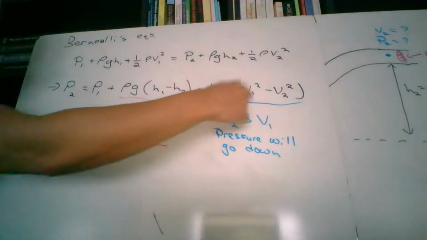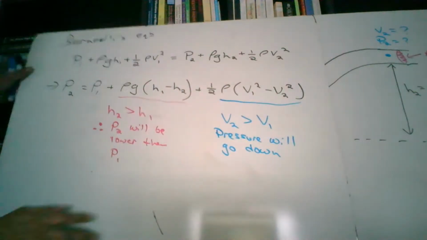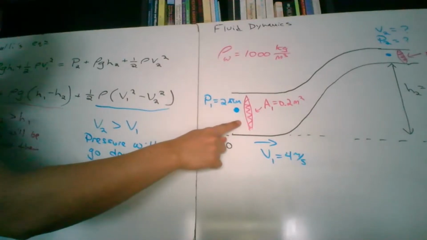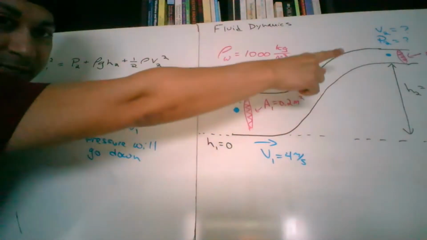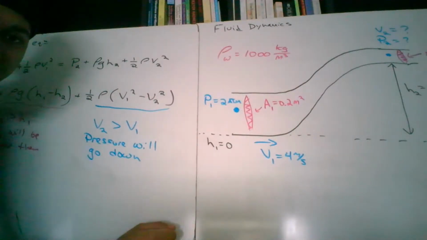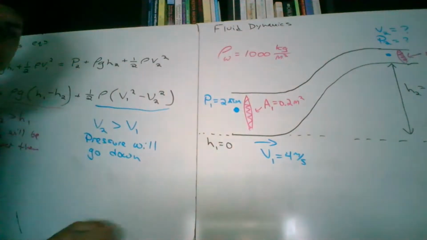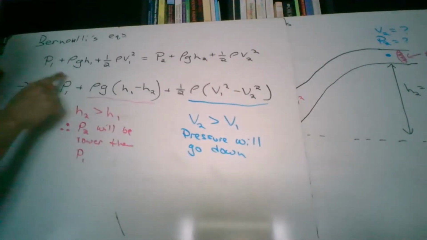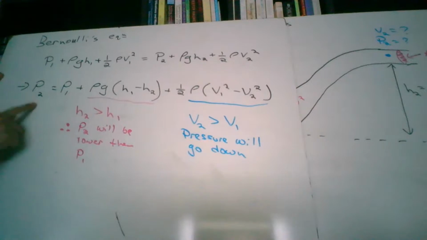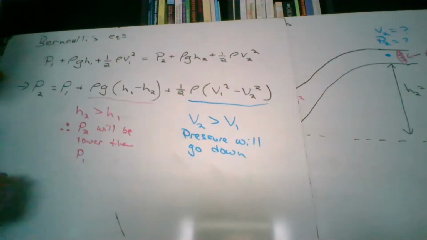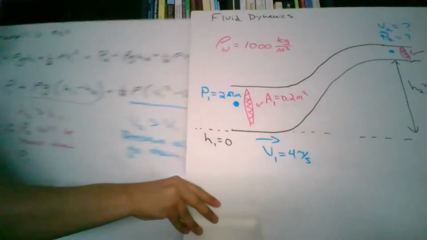How do we know what the velocities are? Well, we just use our equation: A1 times V1 is equal to A2 times V2. That's the very first equation we learned, and that will tell us the velocity. We don't need Bernoulli's equation to tell us the velocity, which is why I put it in terms of P2 here. I'm solving for P2 in this Bernoulli equation because the velocities we can solve from our very first equation. Okay, so let's do that over here.